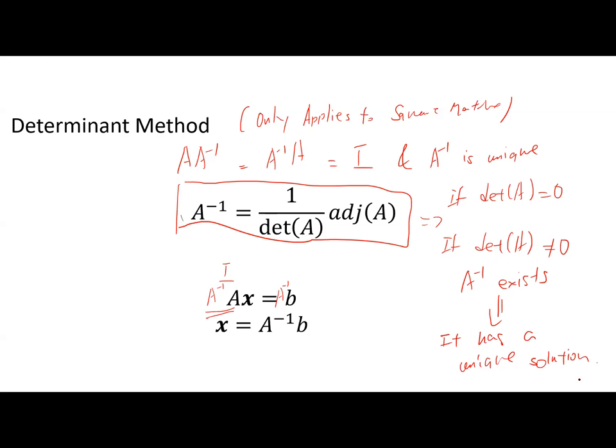So the determinant method basically says you just calculate the determinant, and if it is not zero, then it has a unique solution. It is as simple as that. But what if it is zero? If the determinant of A is zero, then first of all, the solution is not unique anymore. But it could still be that there is no solution, or there are infinitely many solutions, right? So you have to do an extra task to determine which case it is.